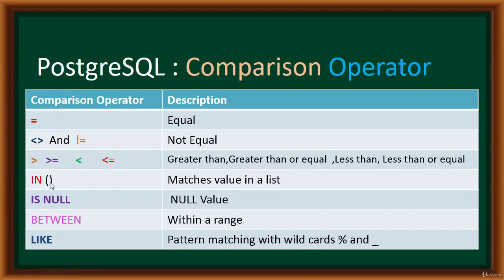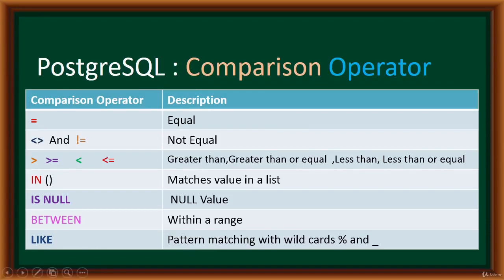The in operator basically is used to match a value in a list. Usually it's placed in between parentheses. So if you want to search for certain criteria in a list to match, you use the in operator. You use the between operator to check for a range of values. You specify the range, and the data you're looking for will match the values you specified in that range.